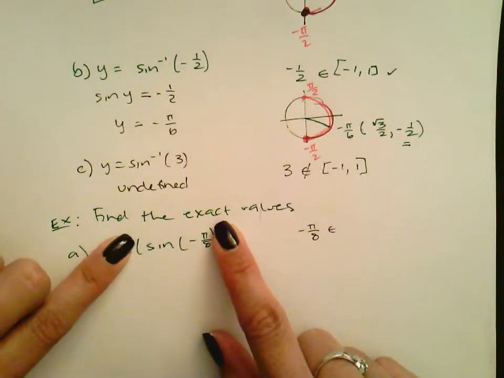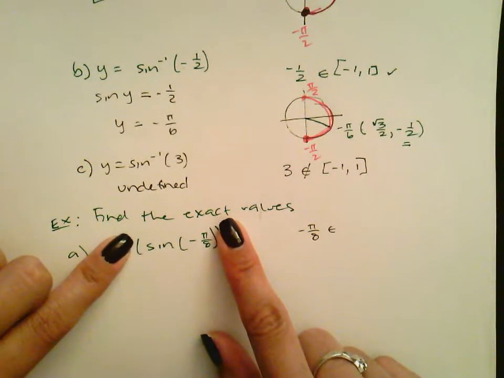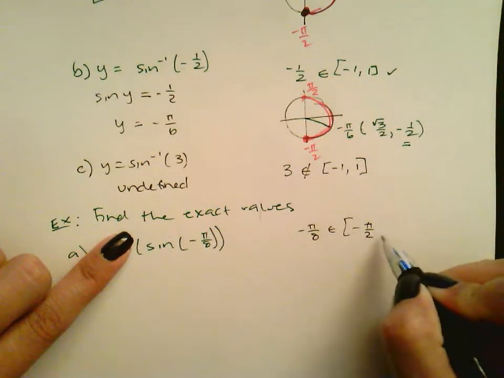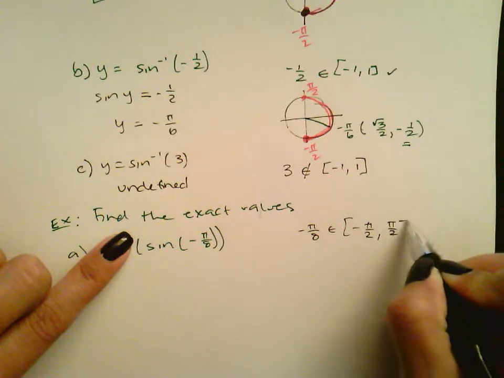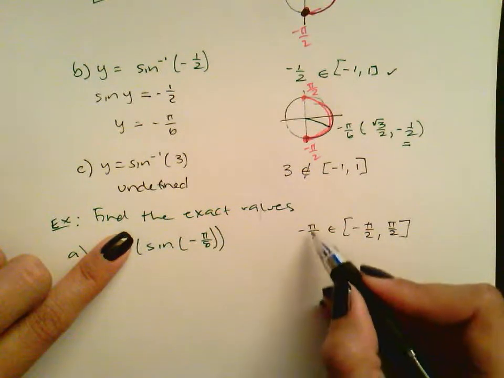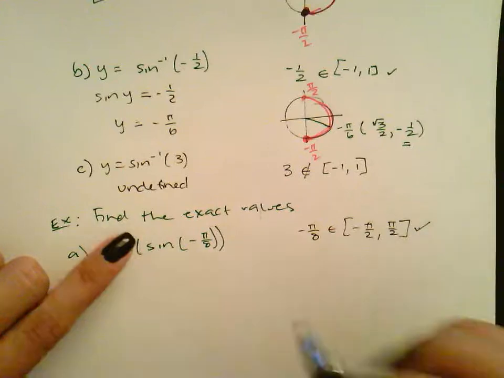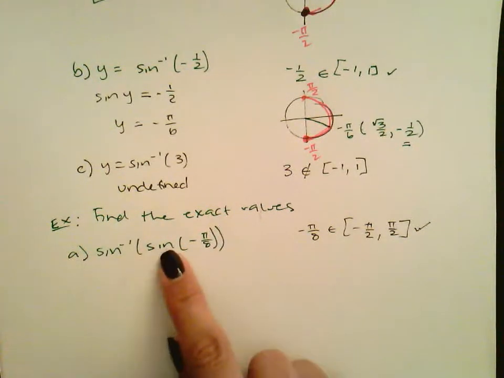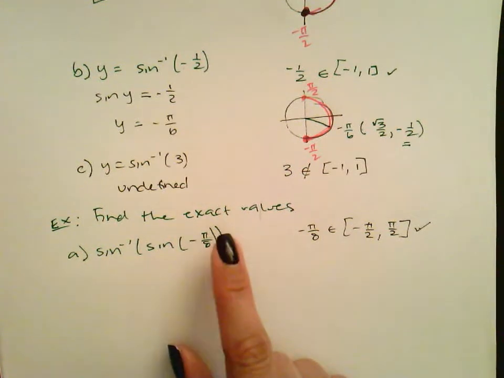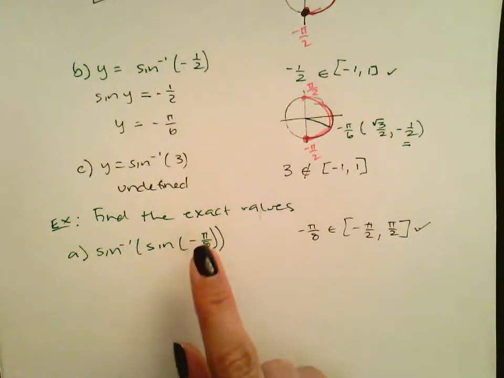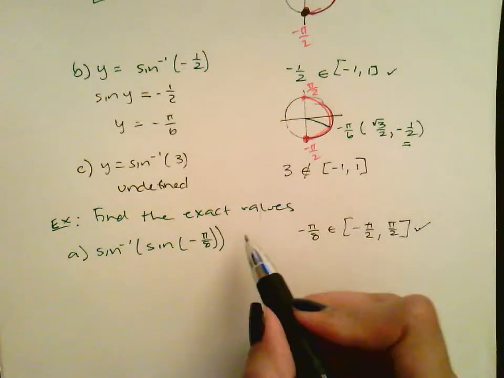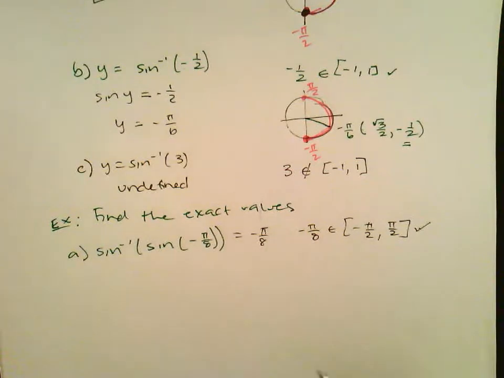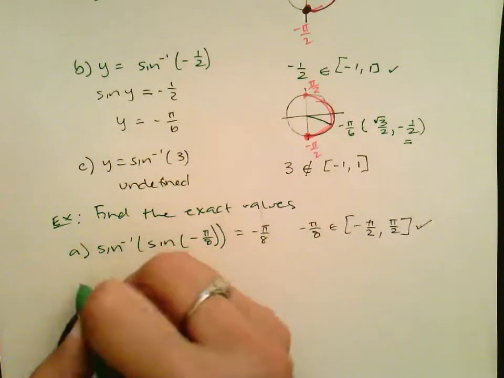So the input of sine is an angle. We restricted the angle between -π/2 to π/2. So we're checking to see if -π/8 is between -π/2 to π/2. And because -π/8 is within this restriction, we're able to find an answer for this. So remember, sine inverse of sine of some angle is equal to that angle as long as that angle is within the restrictions. Because it is, that means we can simplify this to -π/8. Let's go ahead and do another example.